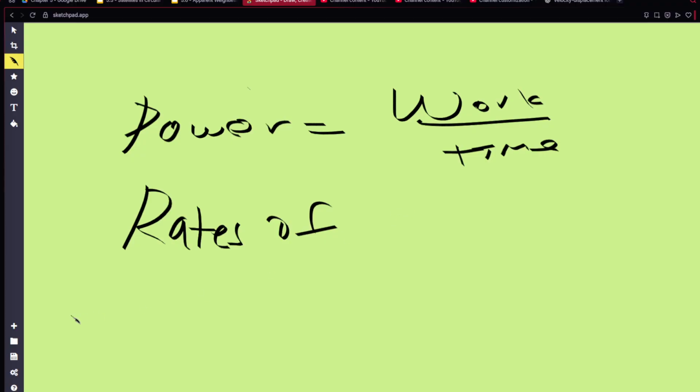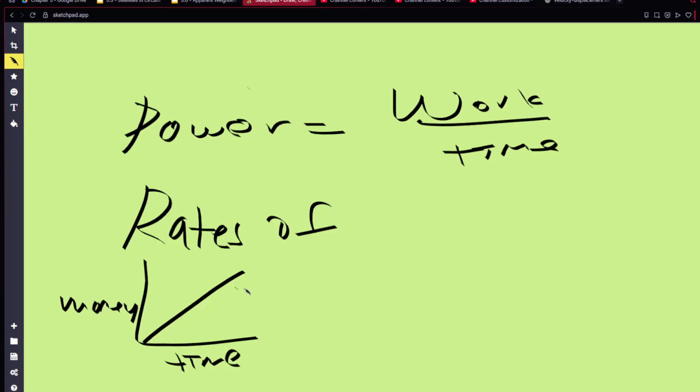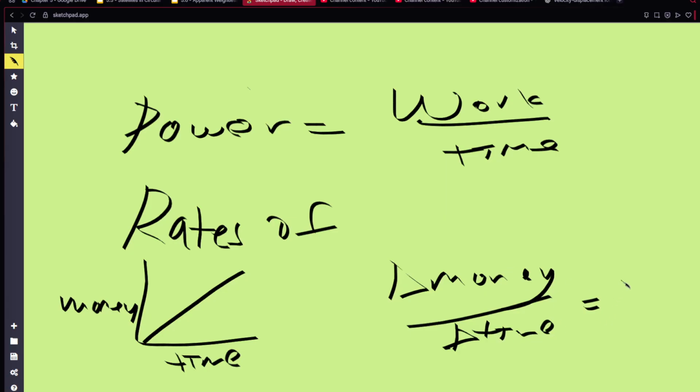One more thing though, when you're given a graph versus time, let's just say money. If you take the slope, you're taking the change of money over change in time, and the units are just going to be money divided by time. So I guess it would be dollars divided by unit of time. So that's important when you're doing your homework. So that's it.